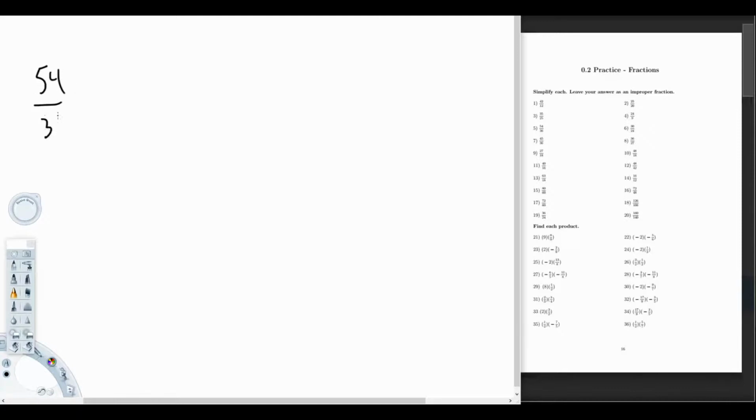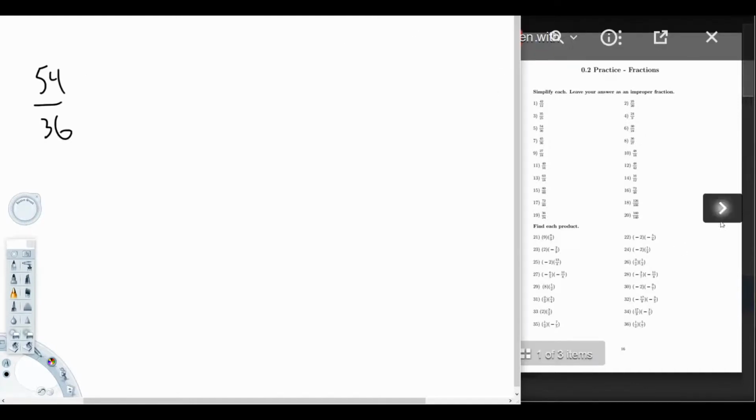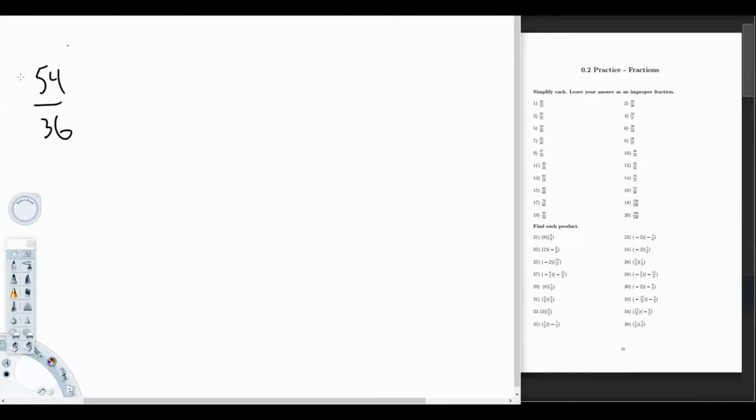54 over 36. So what I would recommend that you do is, if you have the computer open, you just have this page open on one side and the YouTube video playing on this side, and you have a piece of paper in front of you and you're doing the problems with me. Now you should do all the problems. You should be able to do all the problems without me before moving on to the next chapter.